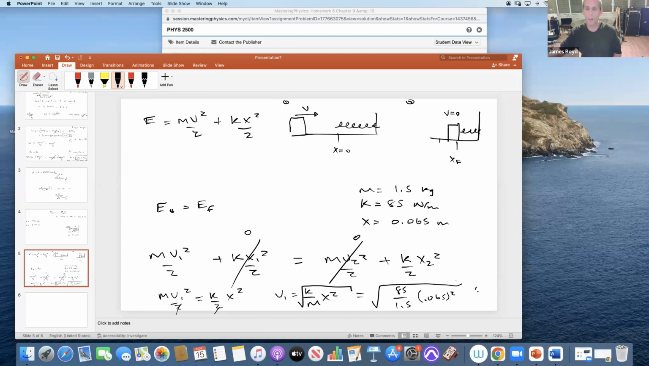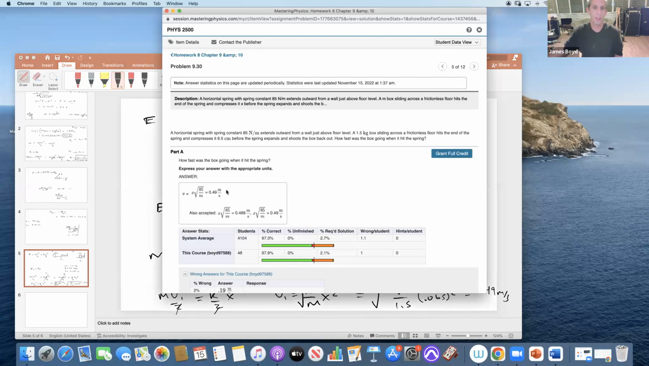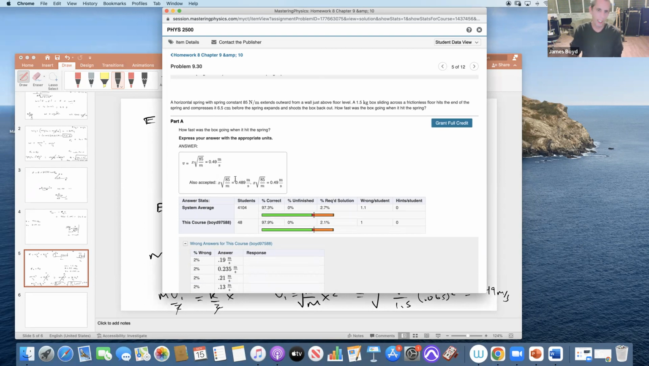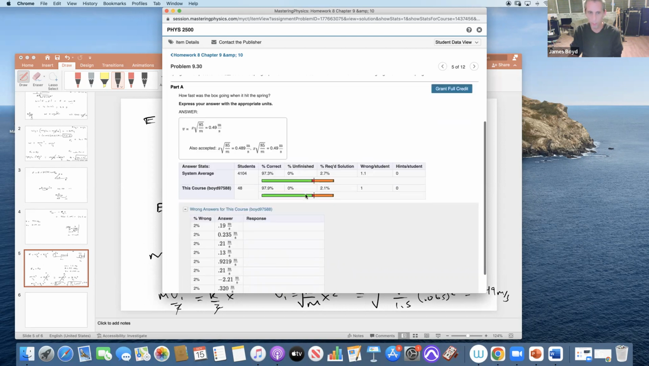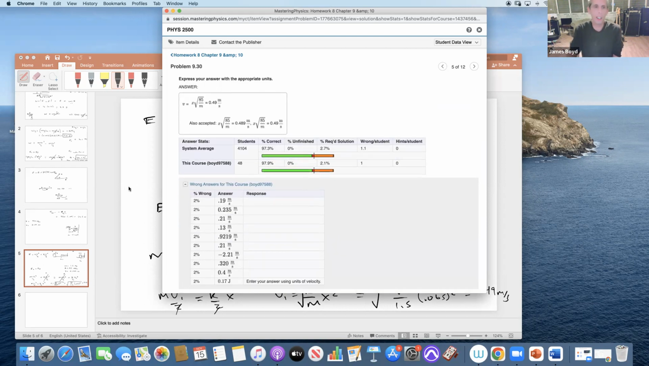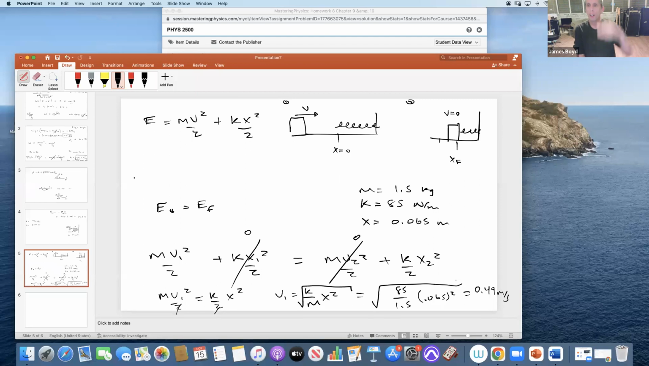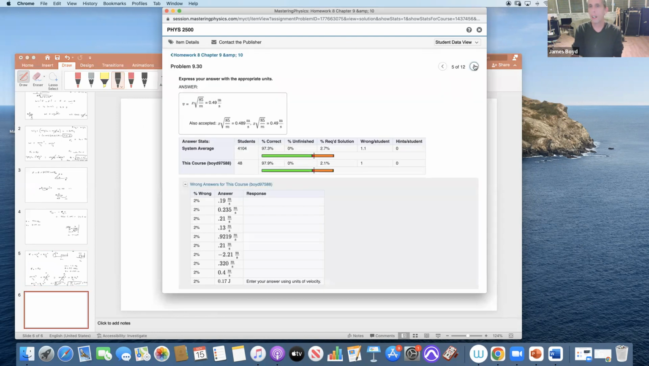I get 0.49 meters per second. They just pulled the x out, but you could also leave it inside the square root. So when we have a spring, just like with gravity, where we do mgh and mv squared, for a spring we do mv squared over 2 plus kx squared over 2 is equal to mv squared over 2 plus kx squared over 2, assuming there's no change of height at all. So it's not too bad.